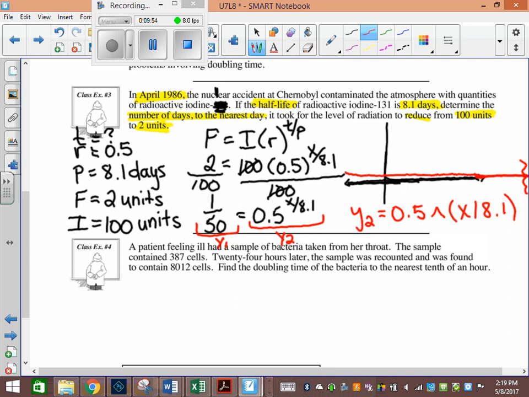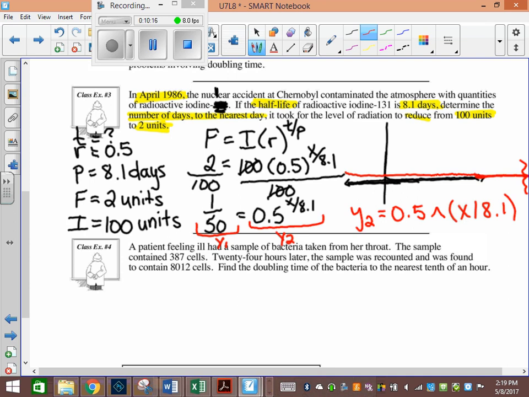40 doesn't work. Let's try bigger. 100. And we get 45.715235.